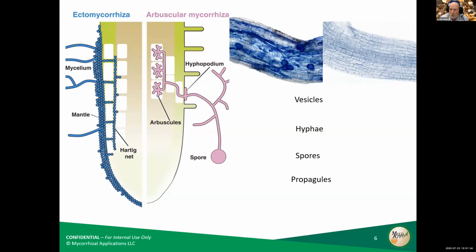So I'll give you some visuals here. If you see on the left, the blue, you can see the round structures. Those are vesicles. Those are the swelling of the hyphae. In the middle, you can see arbuscules. Those look like little trees. And then the lines are the hyphae. On the right, you can see a non-colonized root.